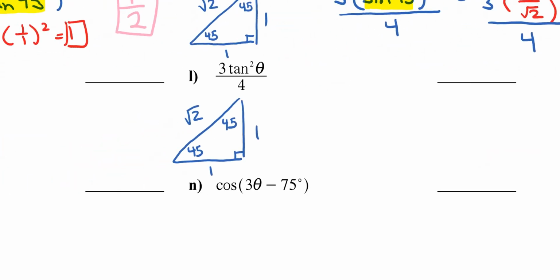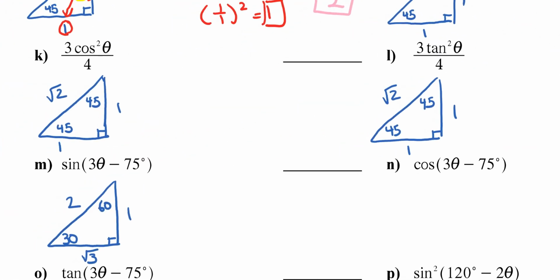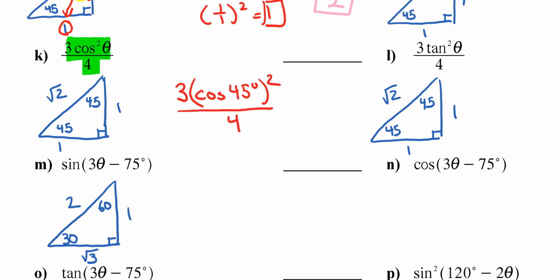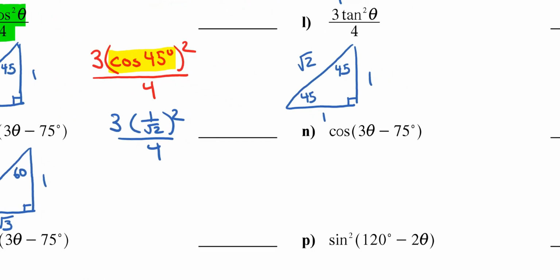Okay, let's move on to some more problems here. Letter K. So we'll do K, L, and M to finish off this homework video. Okay, so for letter K, I think it's a very similar problem again. I have 3 cos squared theta divided by 4. So what I'm really evaluating is 3 times cos of 45 degrees, all this being raised to the power 2, divided by 4. And we know what cos 45 degrees is. It's the same thing as in 2B. So this is really 3 times 1 over root 2, all to the power 2, divided by 4. So a very similar calculation to the previous question here.